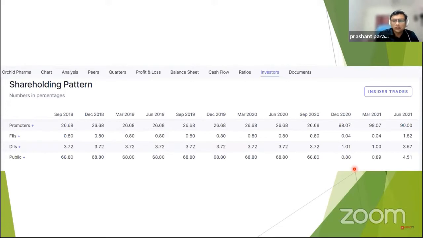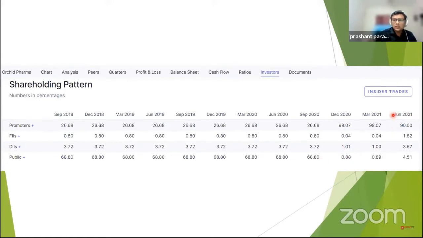This is amazing because there is no supply. Promoters are holding all the supply. They are not selling. Who is selling? Just DIIs are selling, and they are selling just 0.1%. So even on 1%, they have made 149 times in 149 days. So this is a kind of magic of demand and supply.